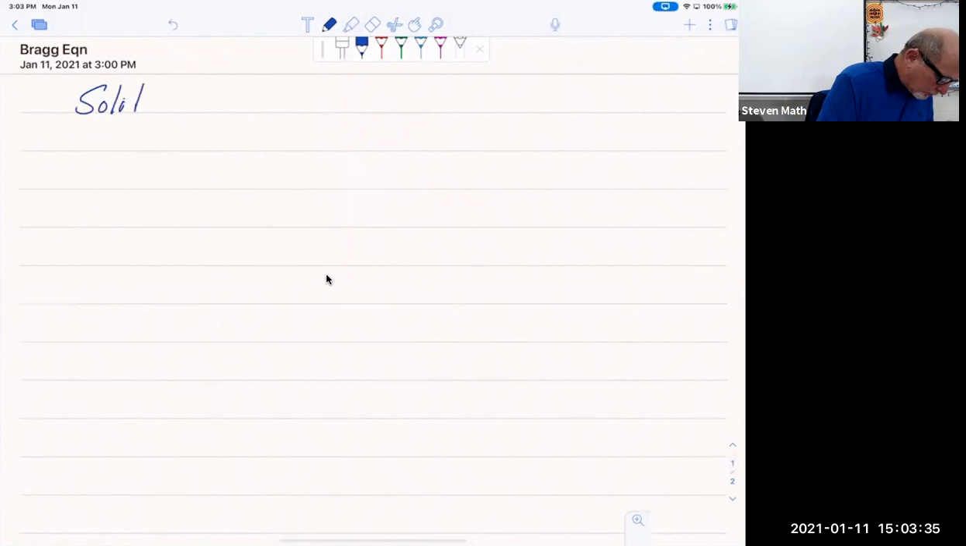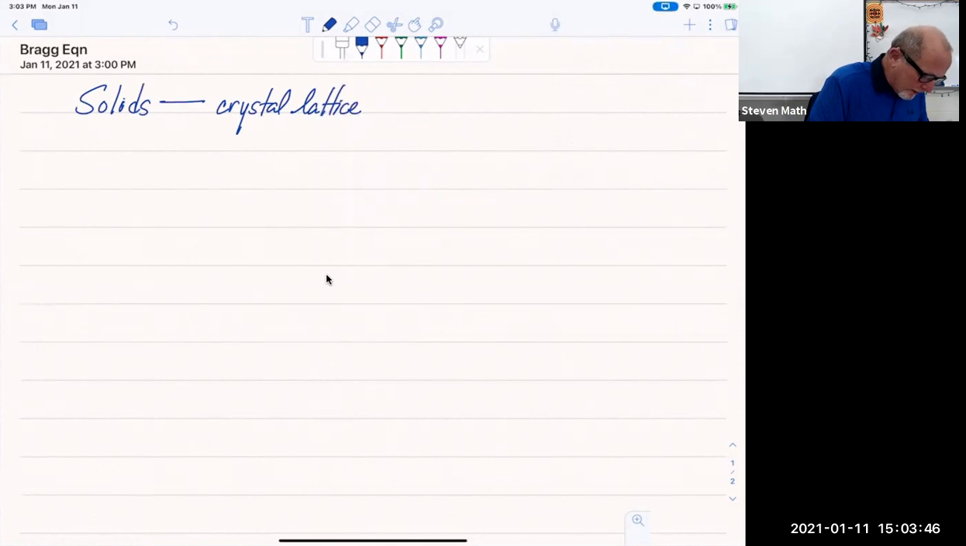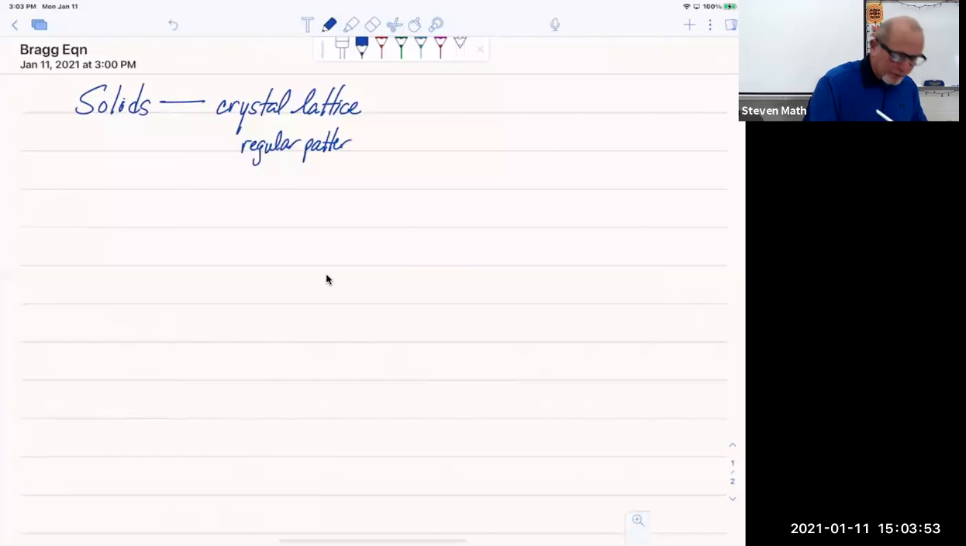Solids are composed of a crystal lattice. That crystal lattice is a regular pattern. That's the important part here. It's a regular pattern. If it doesn't have a regular pattern, it doesn't have a crystal lattice. If it doesn't have a crystal lattice, it's not a real solid. It's going to be considered an amorphous solid. So the only solids we're discussing are crystalline solids that have this crystal lattice.